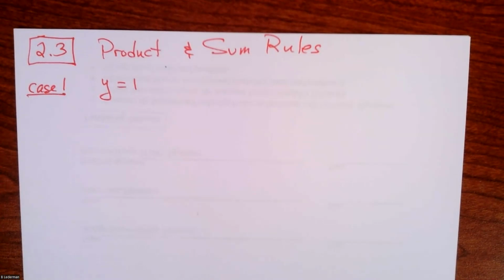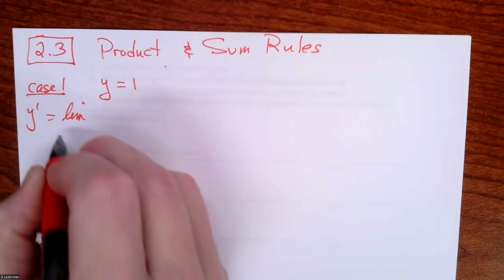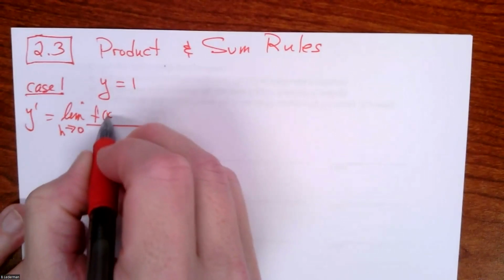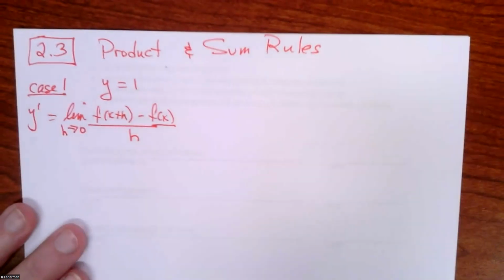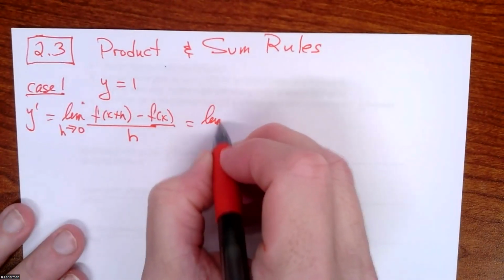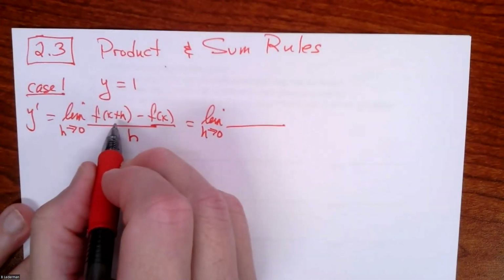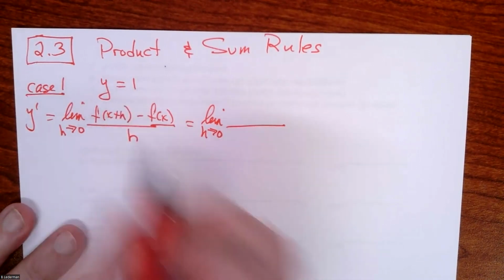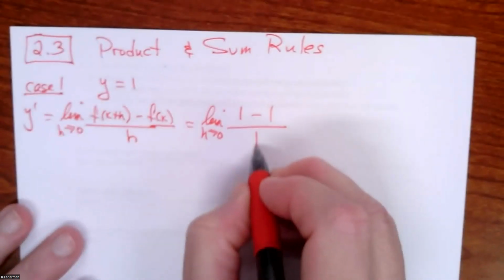So 2.3 product and sum rules, case one. y equals 1. It's a very nice function. So y prime is equal to the limit as h goes to 0. I'm going straight to the definition now of f of x plus h minus f of x over h. And in this case, that's equal to the limit as h goes to 0 of, well, f of x plus h is just 1 because it's a constant function. So no matter what the input is, the output is always just 1. So it's 1 minus f of x, which is also 1, over h.